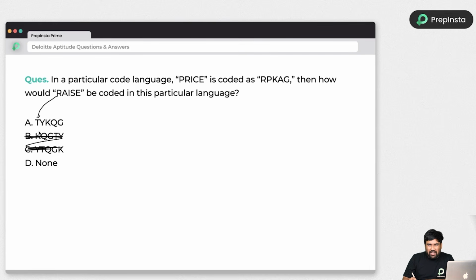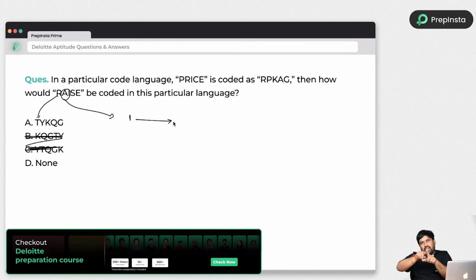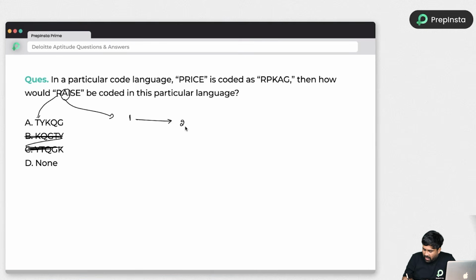Plus 2, next is minus 2, right? So just look into the letter A. Letter A, 1. If you subtract 1 minus 2, it will become negative, right? How can we do that? Simple. In the alphabetical order, Z is 26, and in the circular order, A again will become 27. So A value is 27. 27 minus 2 is 25. 25 is Y. So A value is Y.